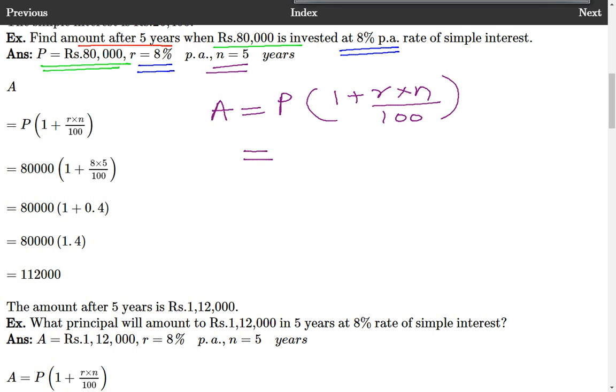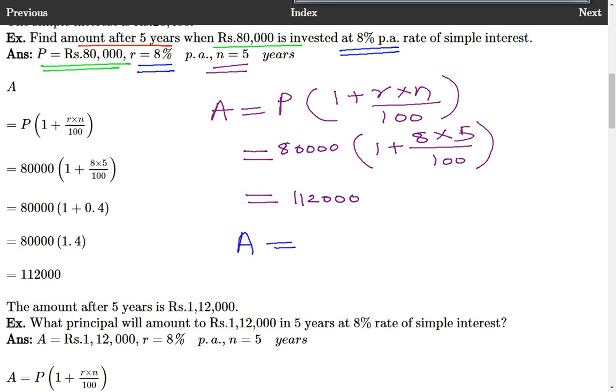So substitute the values. 80,000 into 1 plus, rate of interest is 8, number of years is 5, upon 100. After calculations, you can find that this equals 1 lakh 12,000. So you should pause the video for a while, do the calculations on your own and verify whether you get the final answer as rupees 1,12,000 or not.